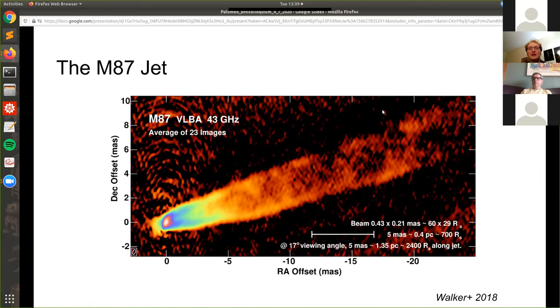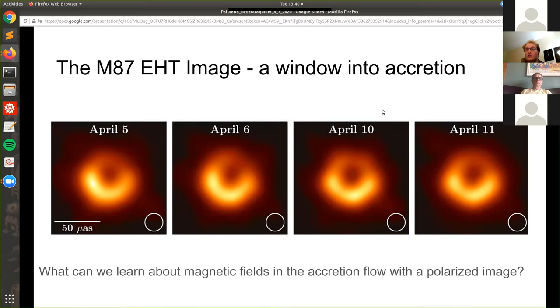So M87, first observed as a linear feature by Curtis in 1918. Here we are 100 years later, looking at a booming jet of material moving relatively fast, almost directly towards us, with the obvious question of what exactly is launching this tremendous amount of fast moving material, and exactly how does that work? And the short answer is a black hole. But the long answer is in the complicated interplay of magnetic fields and accreting plasma in the near horizon structure of the black hole.